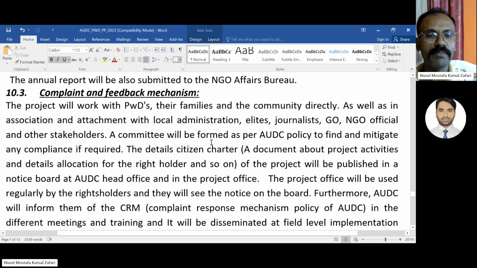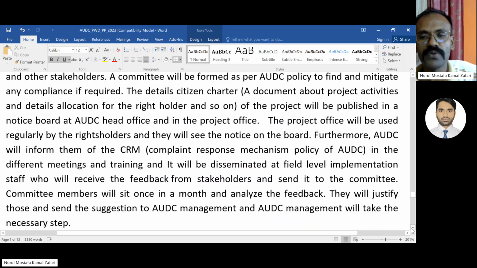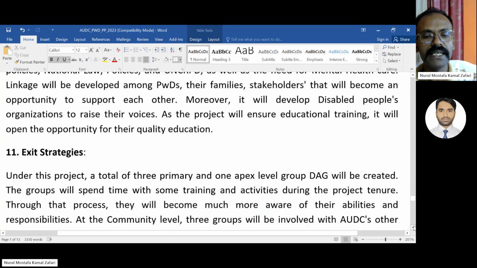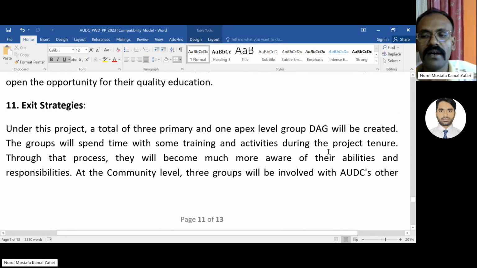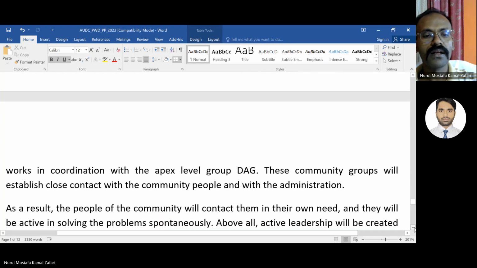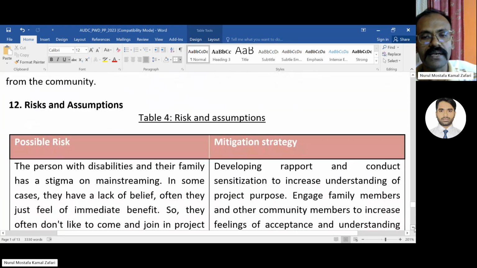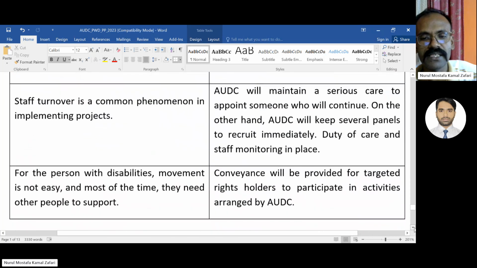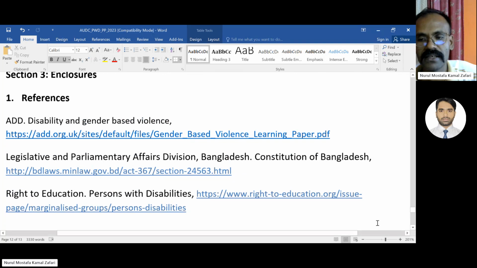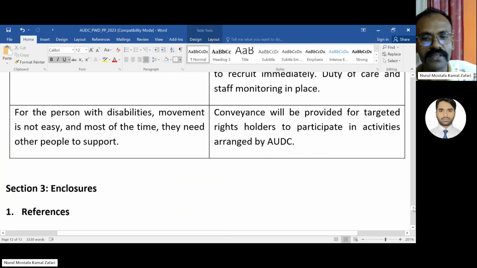Then CFM, complaint and feedback mechanism, means CRM. How complaints will be handled. Then sustainability plan. Look, there is a sustainability plan. Then exit strategy. What is our exit plan from the project? Then risk and assumptions. There is an analysis of risk and assumptions. Then enclosure, means references and with links.